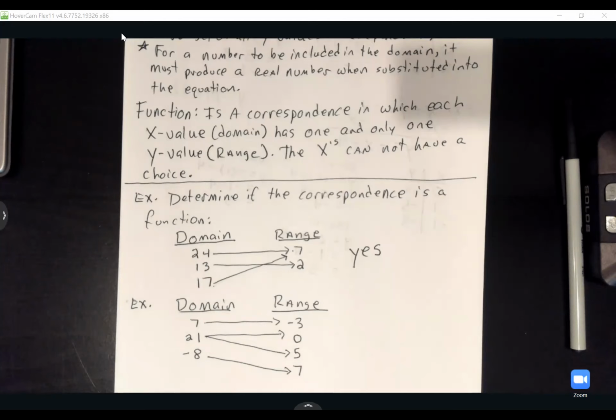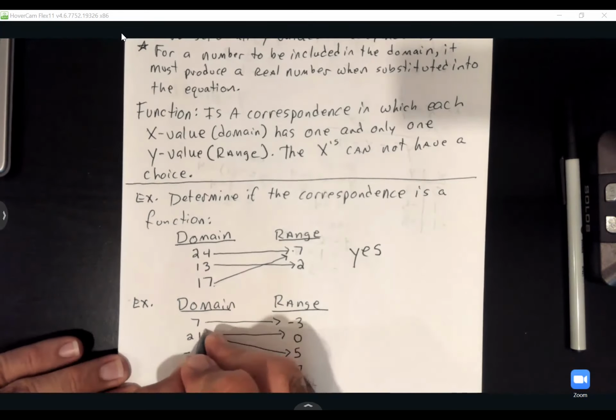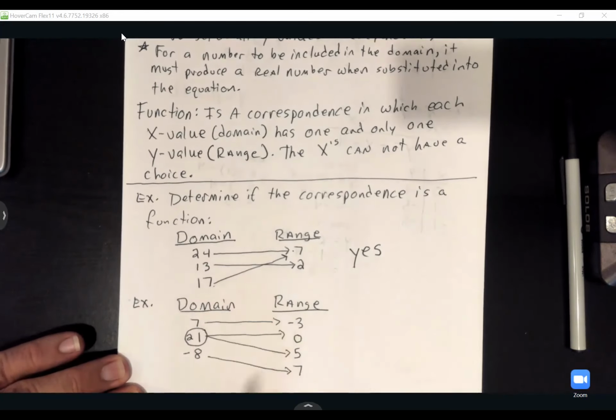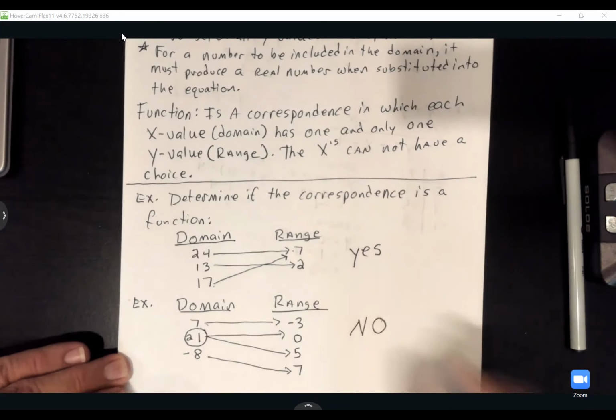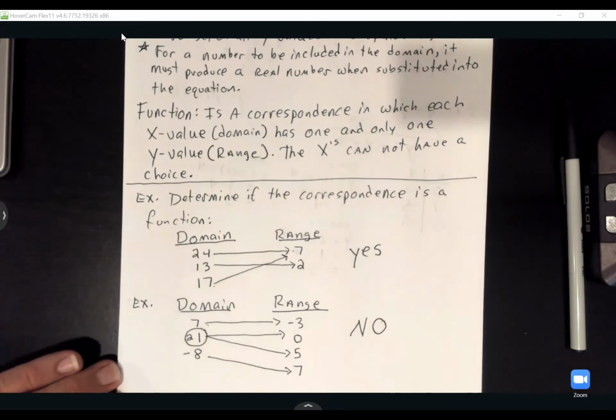So this one is definitely a no. Good job. And y'all, the reason it's a no on this one is because this x value 21 is pointing to 2 different range values. So good job. That is definitely a no.